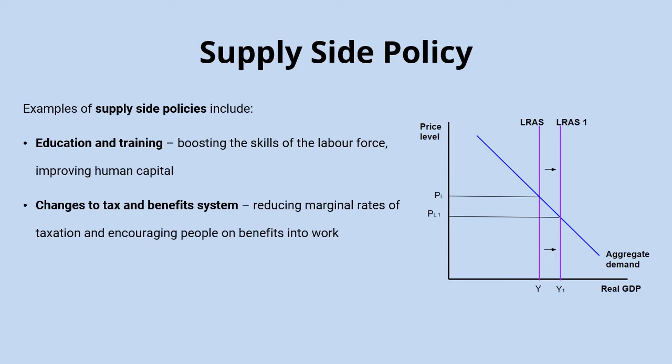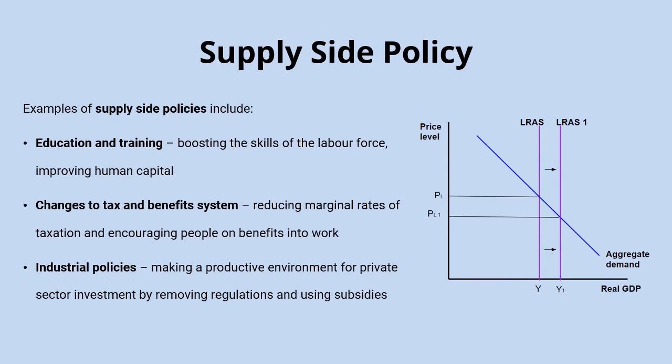We could make changes to the tax and benefit system. That can be quite a controversial one, as many of these policies don't have a great impact on inequality, but theoretically by reducing the marginal rate of taxation, so that's the additional rate of tax that you pay on the next pound that you earn, should encourage more people to work, and therefore you increase the quantity of labour. And any reform to the benefit system to incentivise people into work should have a similar effect to that and help to increase long-run aggregate supply again.